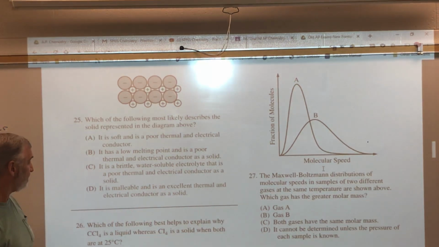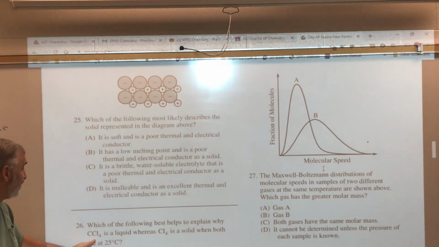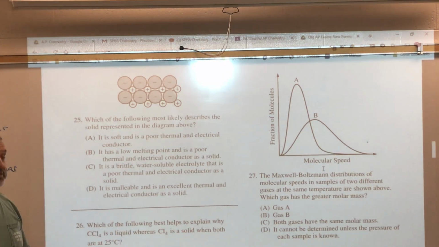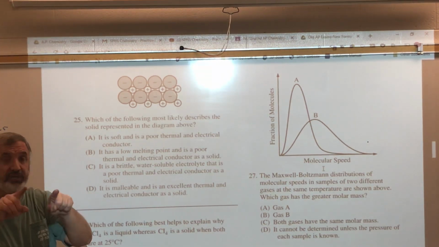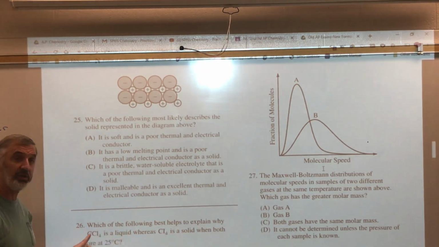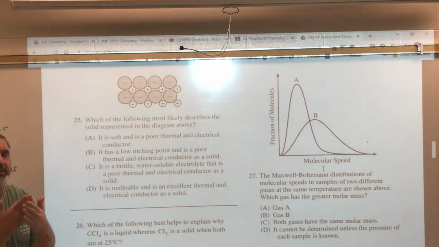Now, which of the following explains why CCl4 is a liquid where CI4 is a solid? Okay, so carbon, they're both going to be tetrahedral, they're both going to be symmetrical, so they're both going to be non-polar. Whenever you're dealing with this, what are the attractive forces?